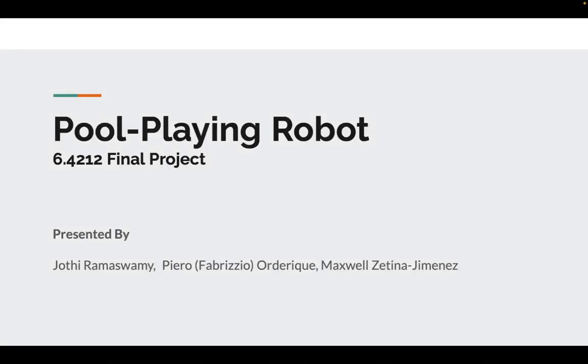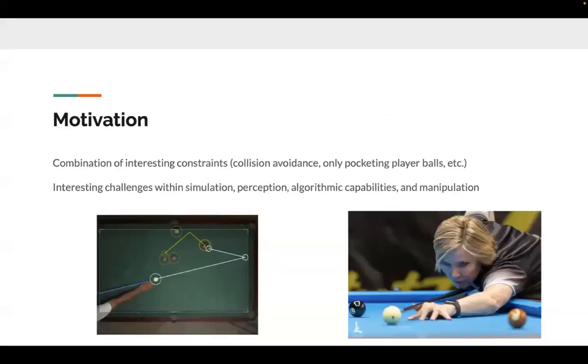Hi, we are a pool playing robot that tries to pocket pool balls into the holes of a pool table. Our team consists of Jyoti from Harvard and Piero and Max, both from MIT. We chose this problem because we thought it comes with a lot of different interesting challenges.